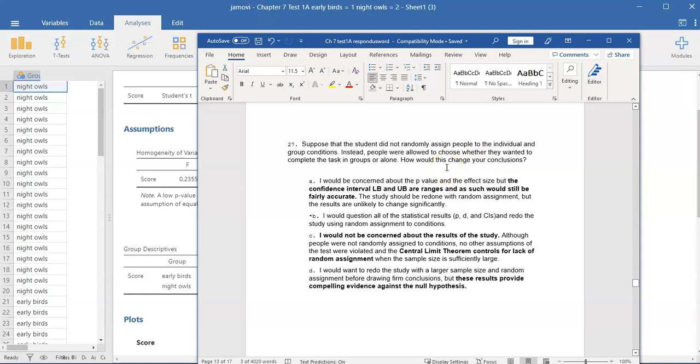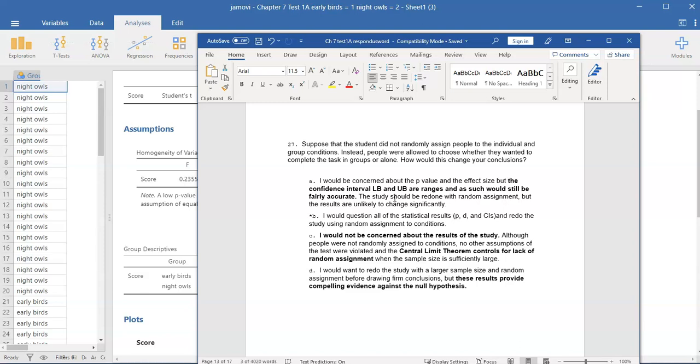So they're not randomly assigned to condition. So if they're not randomly assigned to condition, you really don't want to trust any of the results. And there's lots of things wrong with these other answers. The confidence interval, the upper and lower bound ranges, the random assignment isn't really going to influence the accuracy of the upper bound and lower bound. I mean, you're not going to trust the numbers, but they're not going to be wider or narrower based on that random assignment.